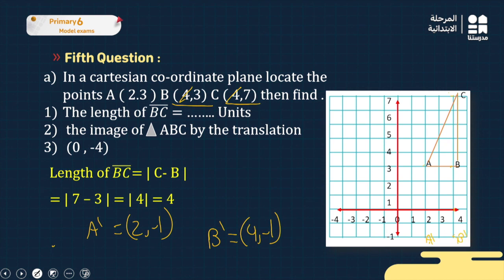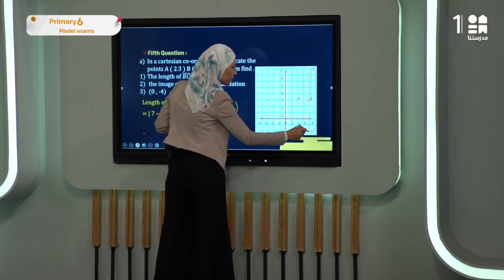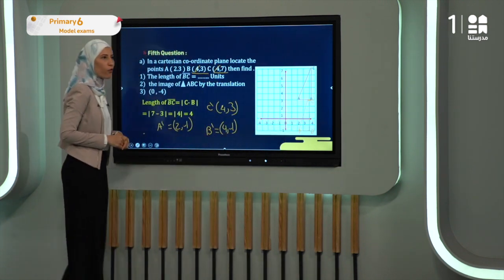This is B dash. Then point C: I have 4 plus 0 equal 4. C dash is supposed to be 4. 7 plus negative 4 gives me 3. So C dash is supposed to be 4 and 3, here. So this is the C dash. If I join them, I will have the image of my triangle.